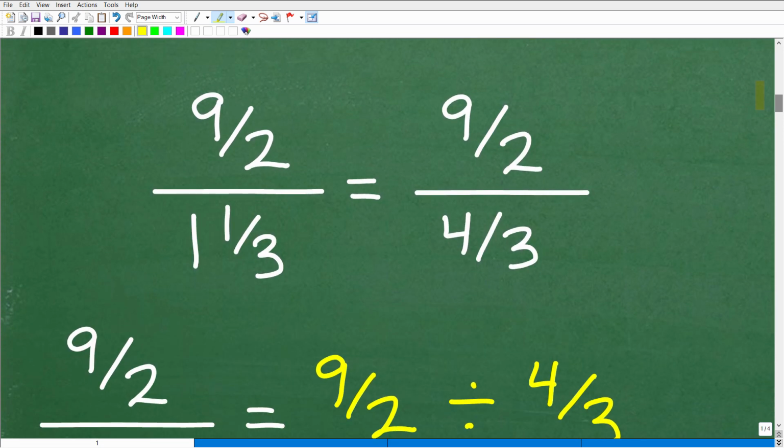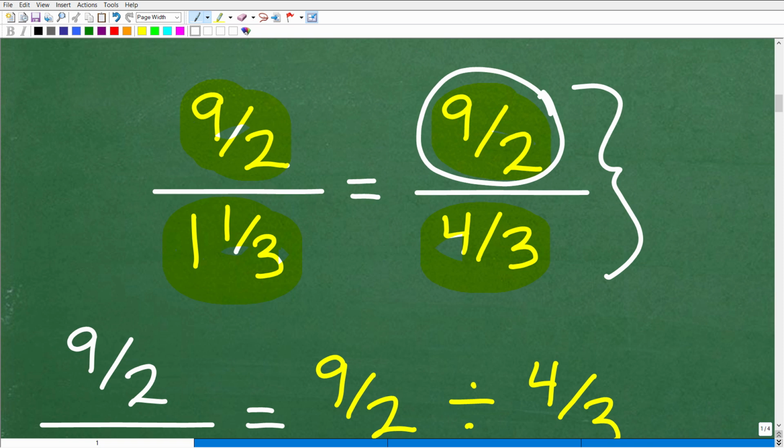Okay, so here's our 9 halves. That is our numerator, and then 1 and 1/3 as an improper fraction. Of course, this is a mixed number. We want to write that as an improper fraction. It's going to be 3 times 1 is 3, plus 1, that is going to be 4/3. Okay, so this is the problem that we have right now. So this is the numerator, and we're dividing it by this denominator right here.